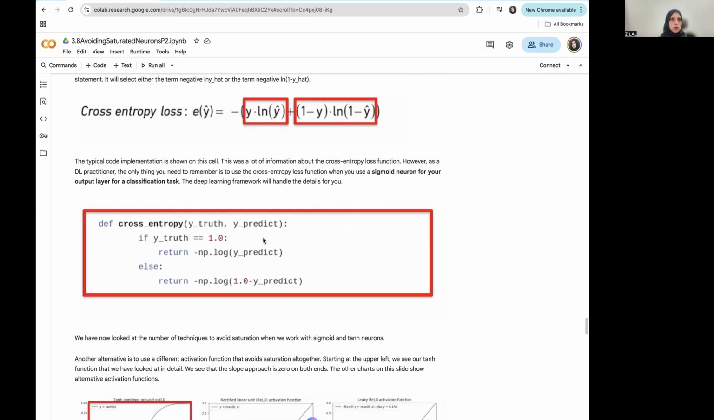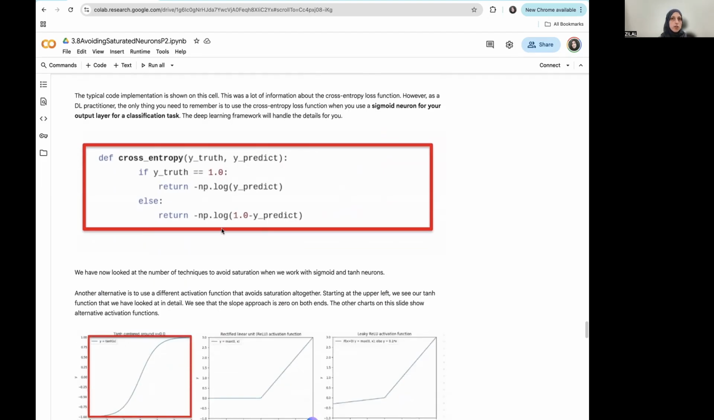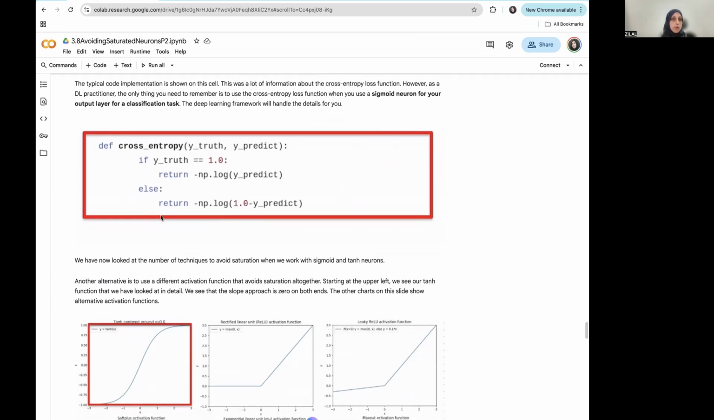This was a lot of information about the cross-entropy loss function. However, as a deep learning practitioner, the only thing you need to remember is to use the cross-entropy loss function when you use a sigmoid neuron for your output layer for the classification task. The deep learning framework, like TensorFlow or PyTorch, will handle the details for you.